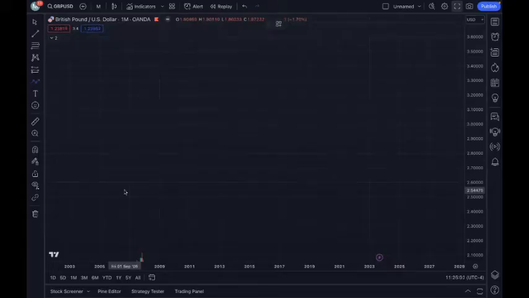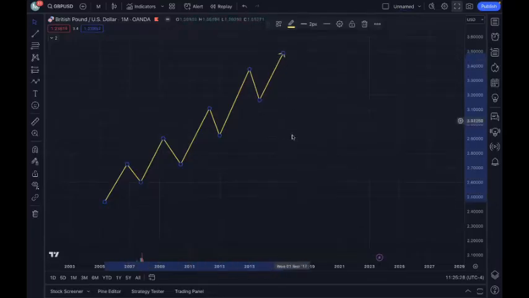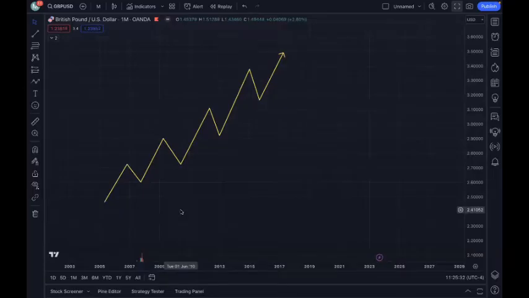All right. So I'm going to be teaching you top-down analysis using 4 factors: the break of structure, change of character, and equal lows or equal highs. Before then, we need to refresh our memory about what is break of structure and change of character. So perhaps we have an uptrend, a bullish trend. And we know that in an uptrend, we have higher lows and higher highs.